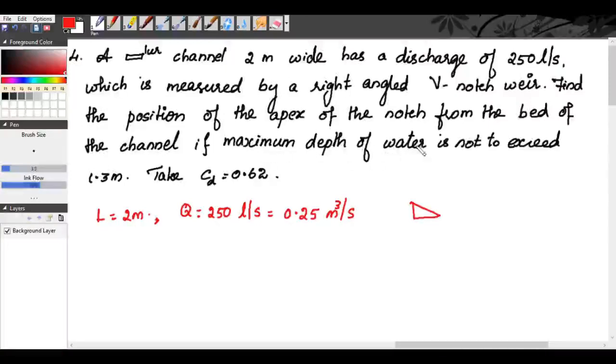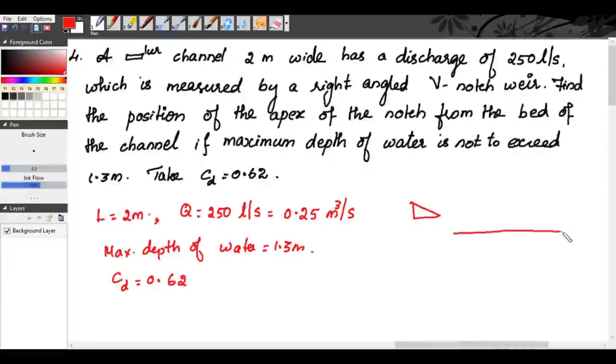If the maximum depth of water is not to exceed 1.3 meter, so maximum depth of water is equal to 1.3 meter. Coefficient of discharge is given as 0.62. Find the position of the apex of the notch from the bed of the channel. So we know when the channel is like this, the weir will be placed like this.